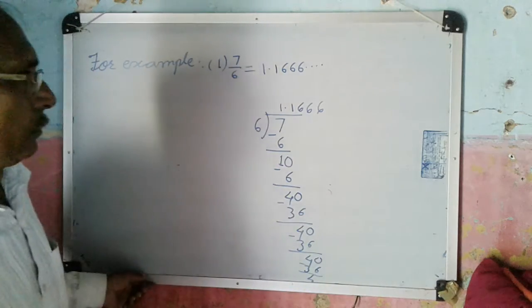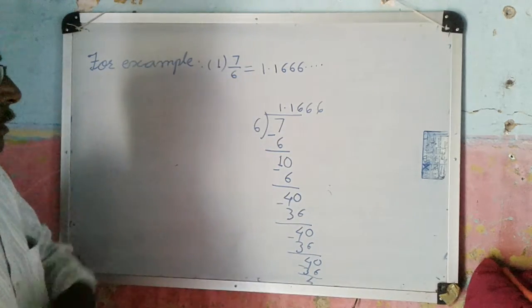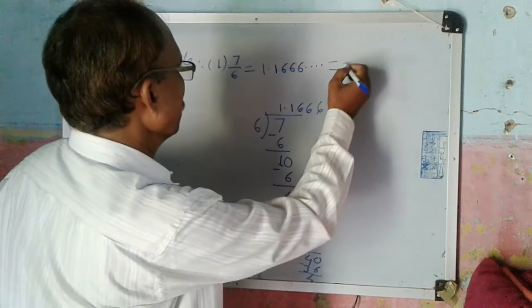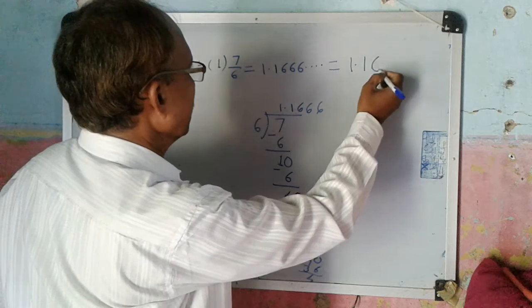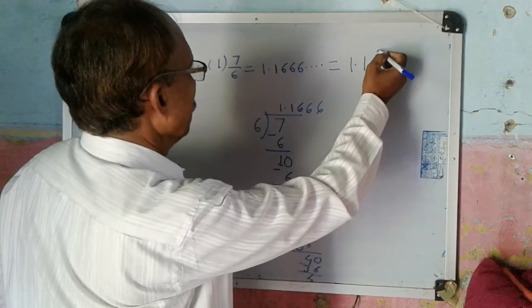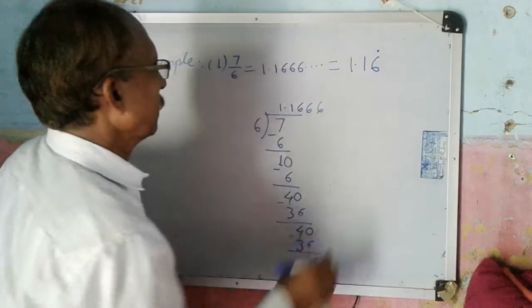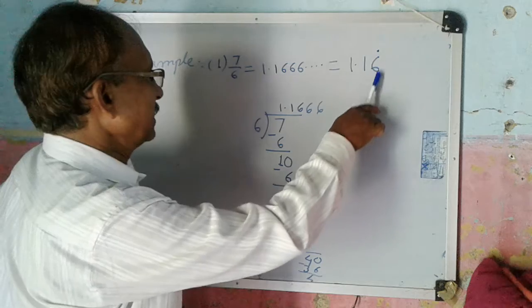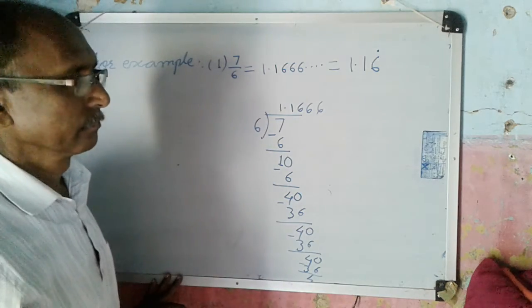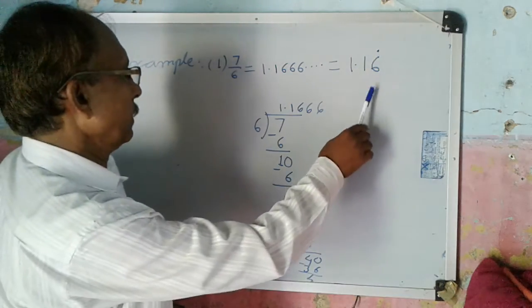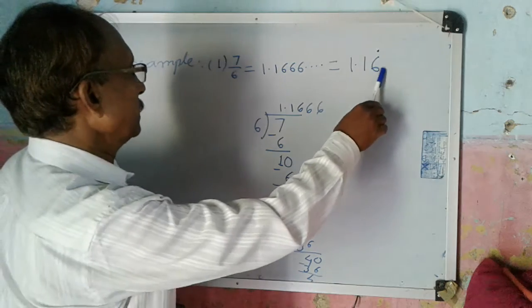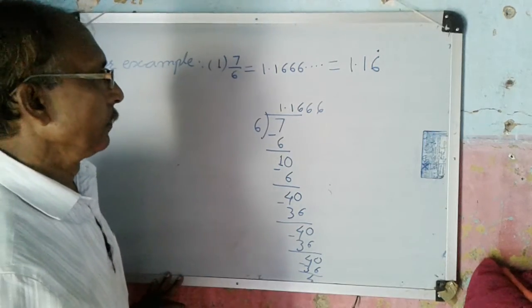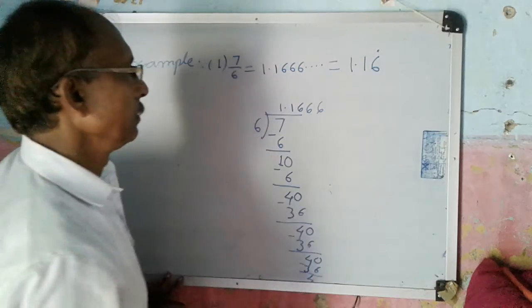So this form is called non-terminating recurring decimal form. This can be written like this also: 1.16 with a dot on the 6. The meaning of this dot is that the digit 6 is recurring. That means infinitely 6 is here and it is non-terminating. Therefore, the dot is written on the digit.